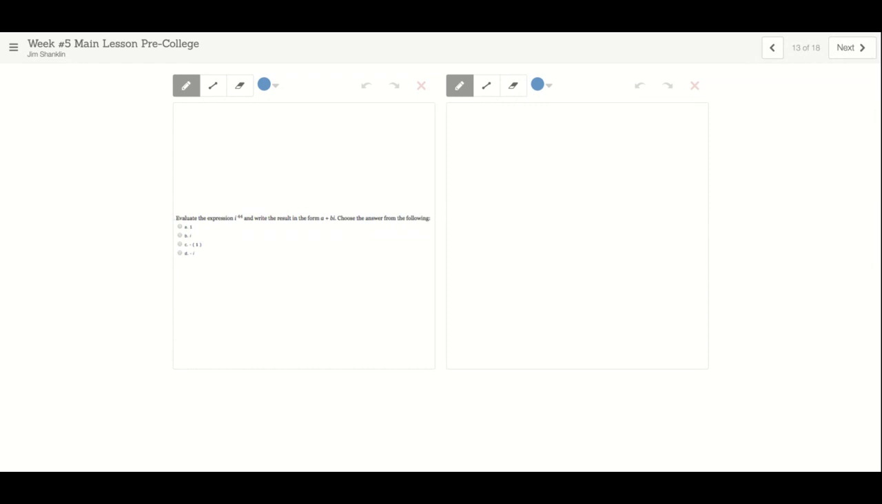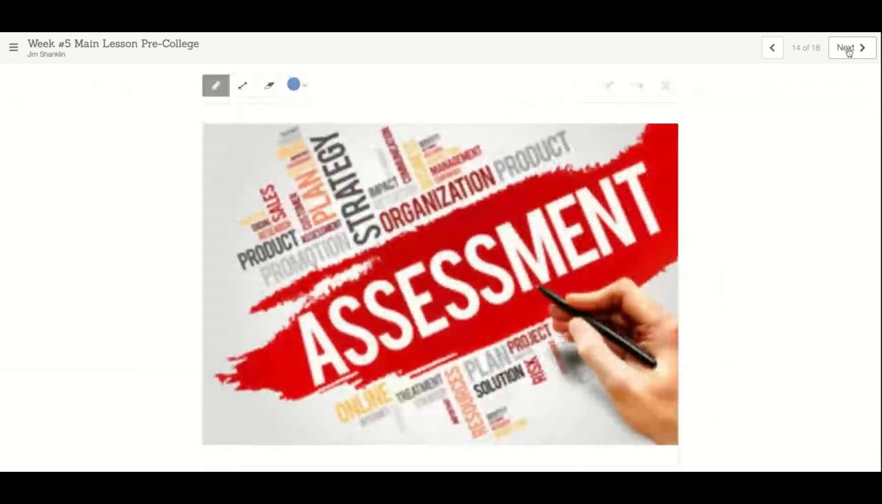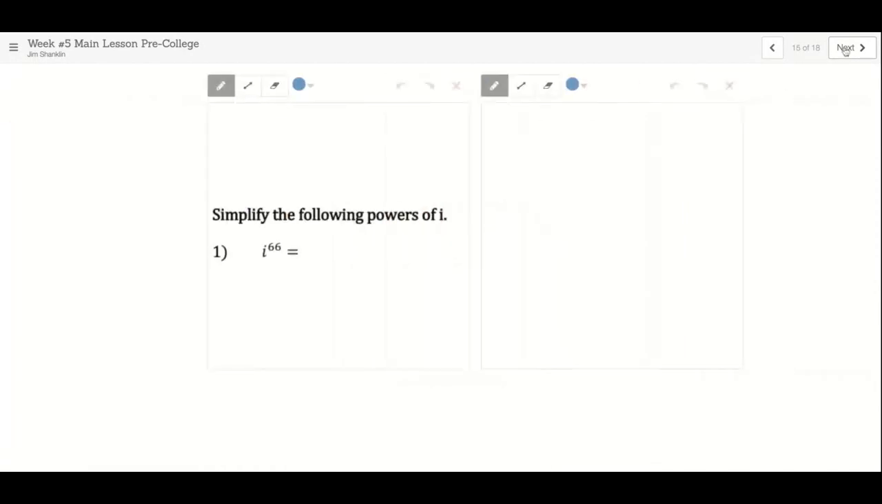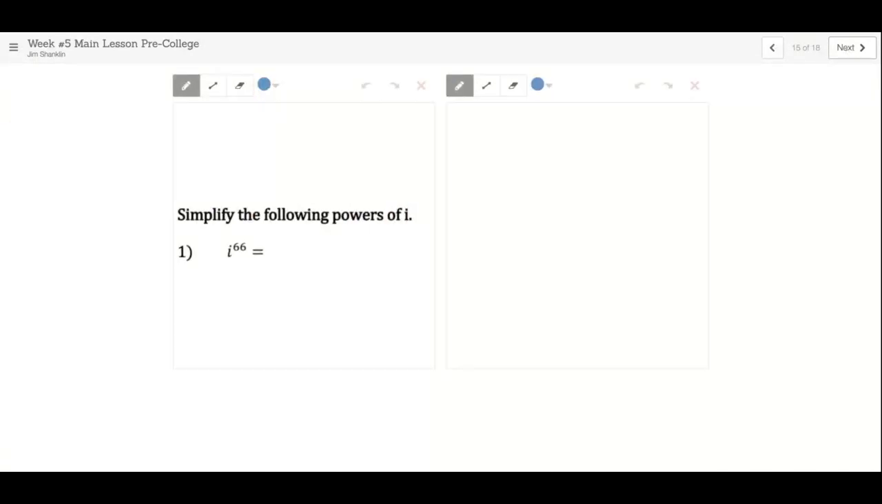All right, so let's go on to the next one. Hopefully there's no more of those. Oh, I guess we did all the practice problems. Okay, so practice problems done. What is going to be on the assessment this week? Okay, so the beginning of the assessment is just going to start off with a problem like this.